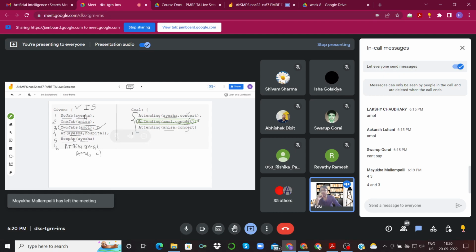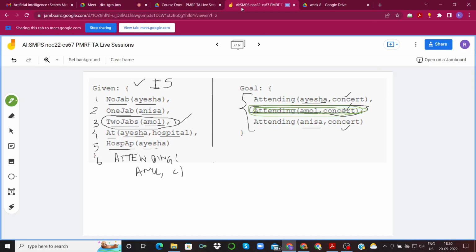Whereas for Aisha, what she has to do, she has no jab, so she first has to book an appointment to the hospital, then also go to the hospital. That is another action that has to be taken midway. So she has to book an appointment, go to the hospital, get the first shot, then again book an appointment, again go to the hospital, again get the second shot, then use the book operator to book the ticket, and then use the attend operator to attend the event.